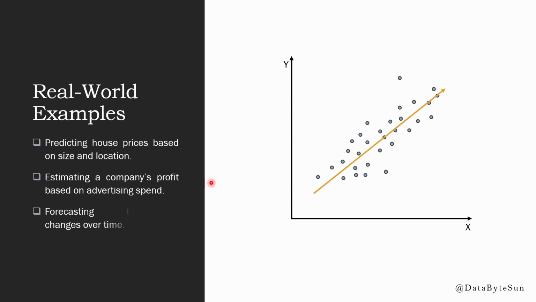Lastly, linear regression is used for forecasting temperature changes over time. By tracking temperature trends over time, we can make future predictions based on past patterns. Linear regression really shines in scenarios like this, where understanding relationships is key.